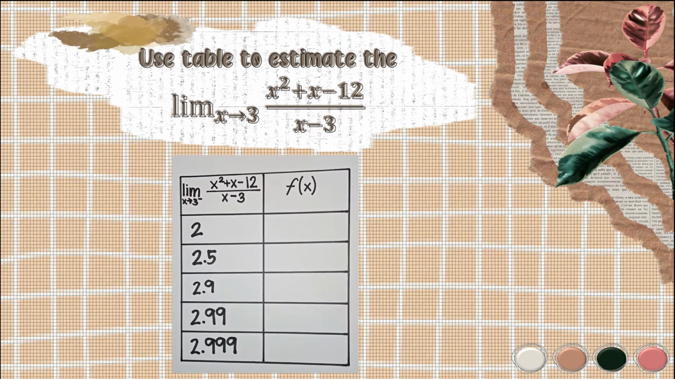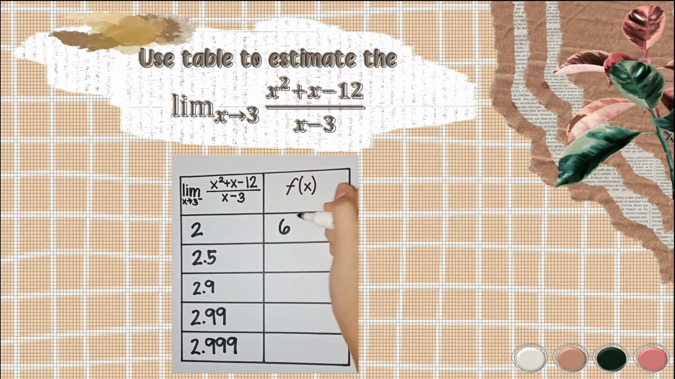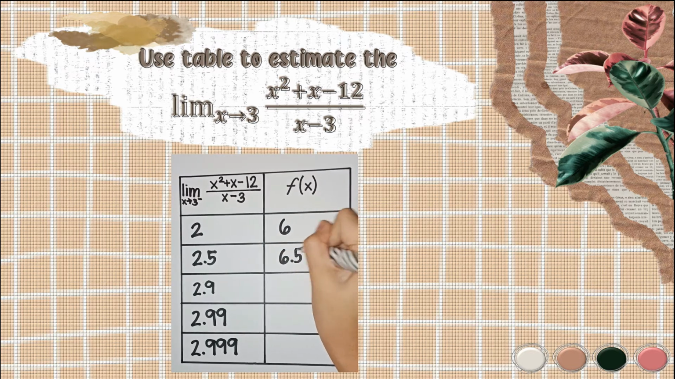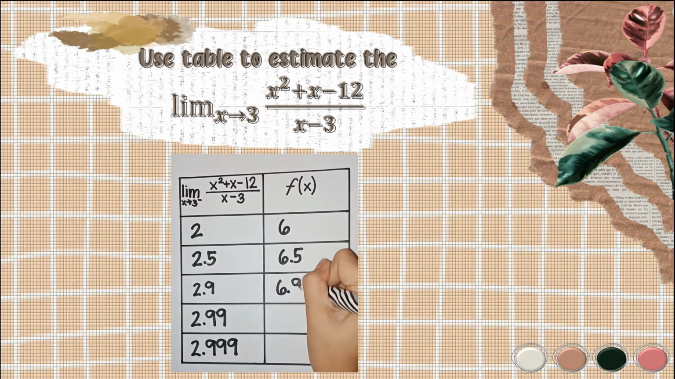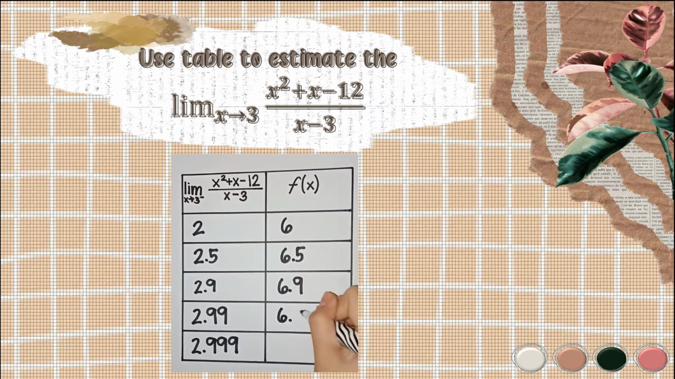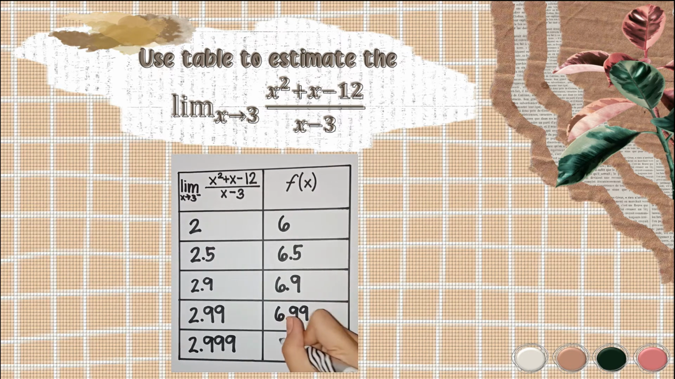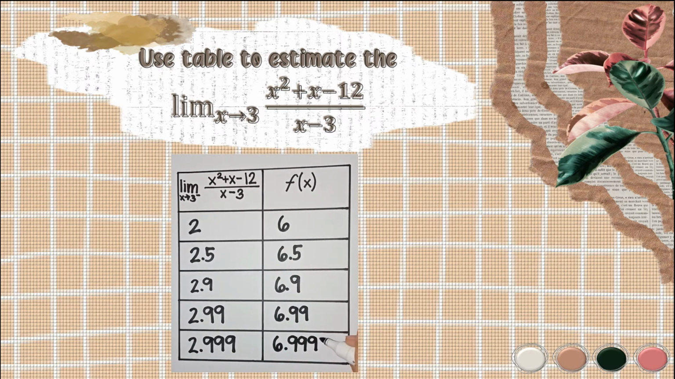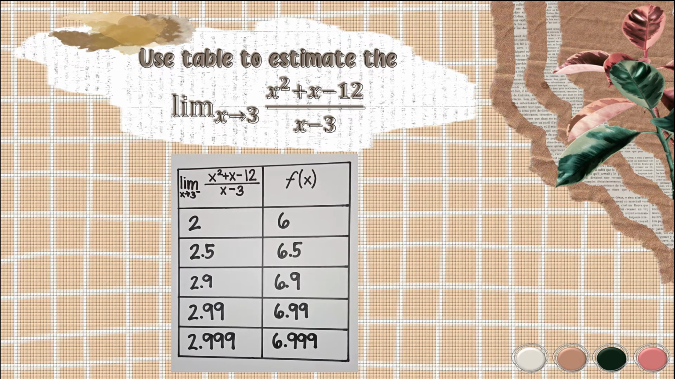So if we plug in 2 for x in this function, we will get 6. If we plug in 2.5, we'll get 6.5. If we plug in 2.9, we'll get 6.9. If we plug in 2.99, we'll get 6.99. If we plug in 2.999, we'll get 6.999. So it's pretty obvious that as x is approaching 3 from the left side, f of x is approaching 7.